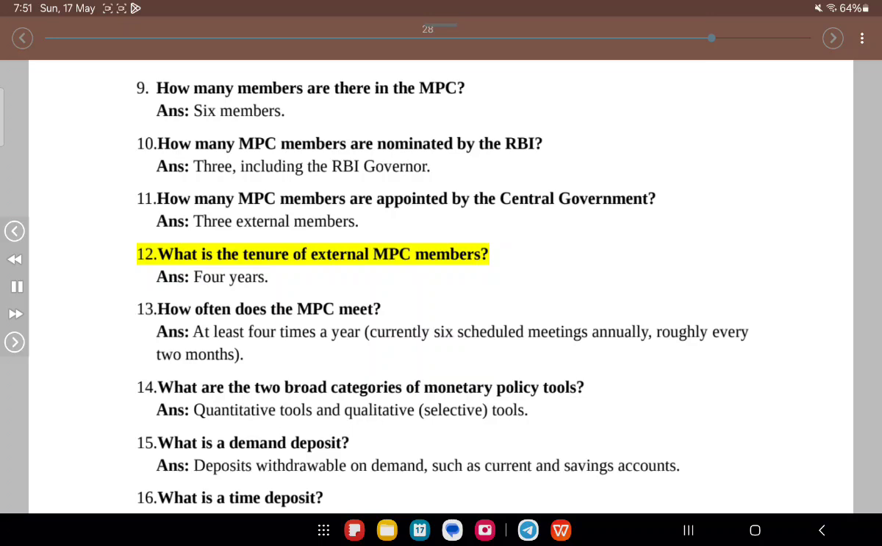12. What is the tenure of external MPC members? 4 years. 13. How often does the MPC meet? At least 4 times a year, currently 6 scheduled meetings annually, roughly every 2 months. 14. What are the 2 broad categories of monetary policy tools? Quantitative tools and qualitative, selective tools.